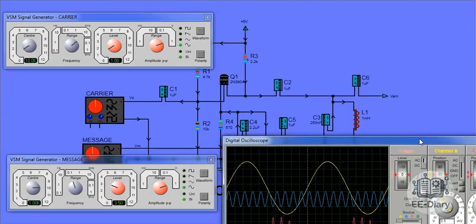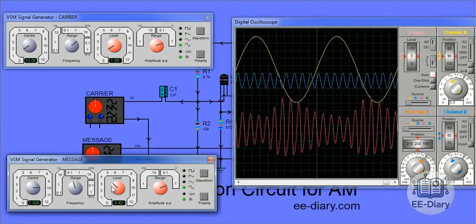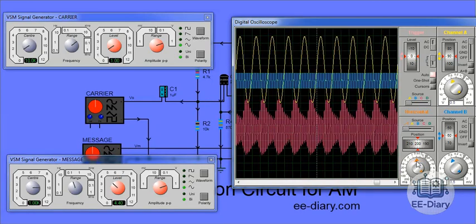Now look at the red waveform. This is the modulated signal, the result of modulating the carrier with the message signal. Notice how the red waveform's amplitude varies in sync with the yellow message signal, creating a classic amplitude modulation effect.